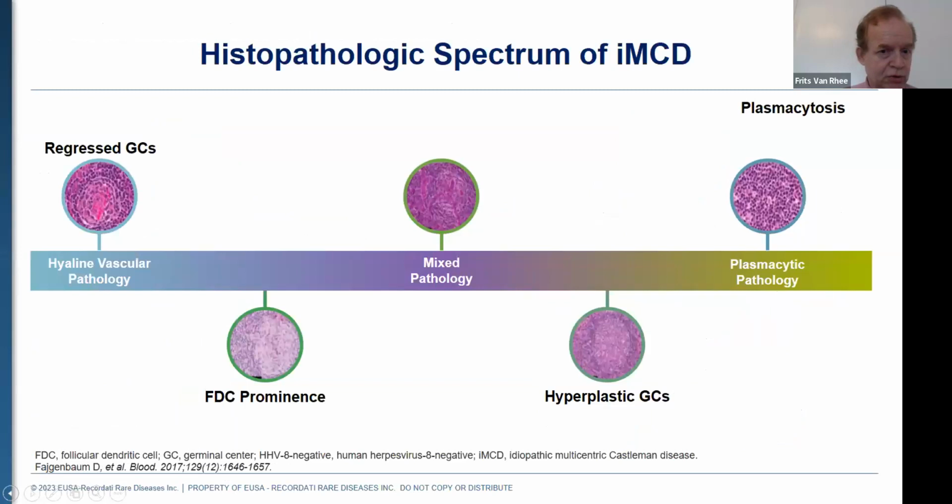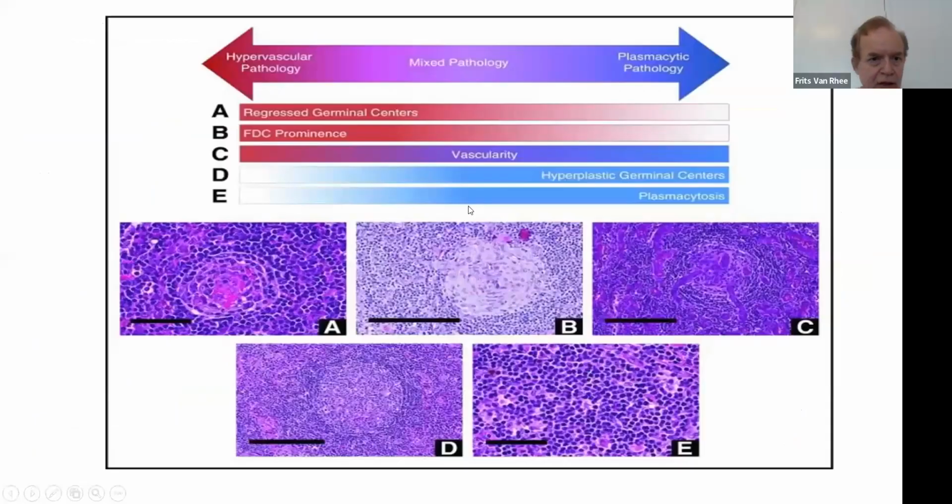Although I am not a pathologist, I will try to say a few things about the histopathological spectrum that one sees in iMCD. There is on one hand the hyaline vascular variety. On the other end of the spectrum, there is the plasmacytic variety, and in between, one can see mixed pathology disease. Some of the features that one looks at are regression of germinal centers, follicular dendritic cell prominence, vascularity, then hyperplastic germinal centers, and plasmacytosis. Some of these features are more prominent in hyaline vascular variant disease and others in plasmacytic variant disease.